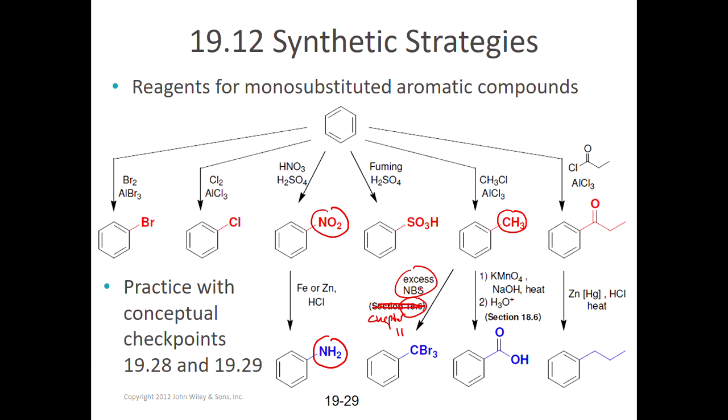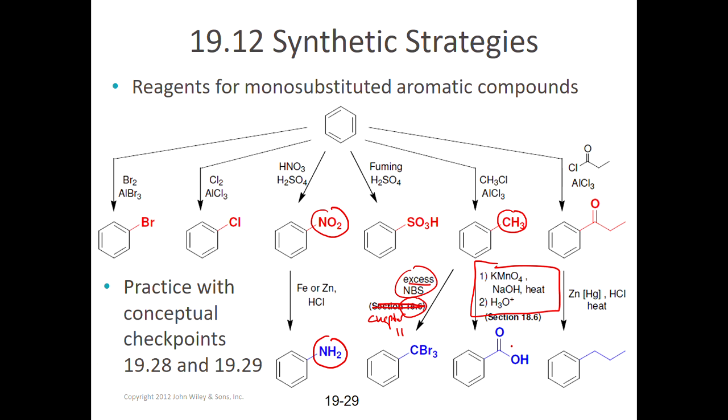So if we're using NBS, that produces bromine radicals, which would abstract a hydrogen to produce a resonance stabilized carbon radical, and then that would pick up a bromine. So you need excess to do that 3 times. We also talked about how you can oxidize any alkyl group as long as there's at least one hydrogen attached to this carbon. Using these very strong oxidation conditions, any other carbons connected there would be disconnected. All the hydrogens would be removed by this reagent, and you'd fully oxidize that to a carboxylic acid.